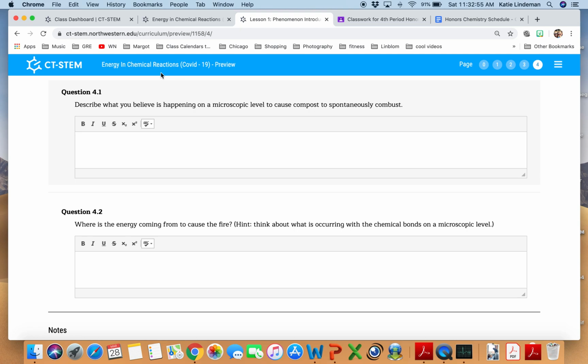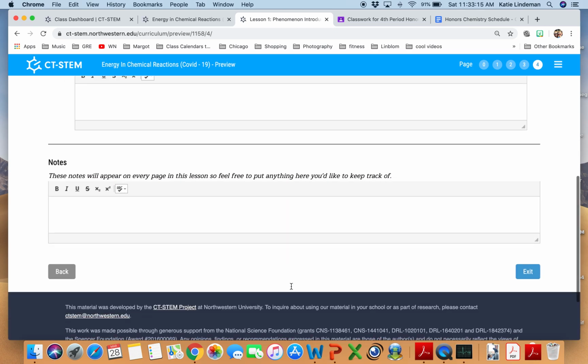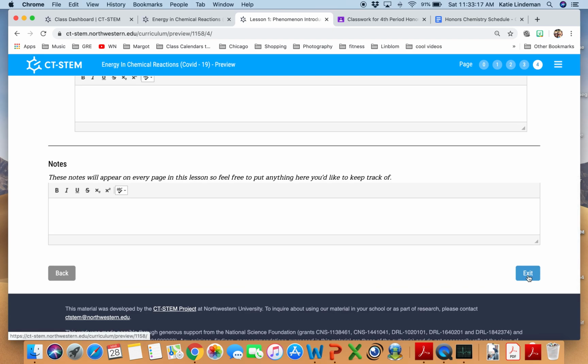For chemistry specifically, whenever we say microscopic, we are talking about particle level activity, like what is happening on a particle level that is causing these things to happen, okay? Specifically, what is happening within the chemical reactions to cause these things to happen, okay? And then that's it. That's the end of this specific lesson.